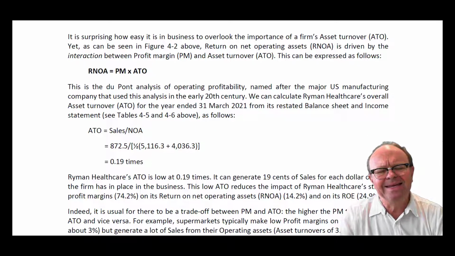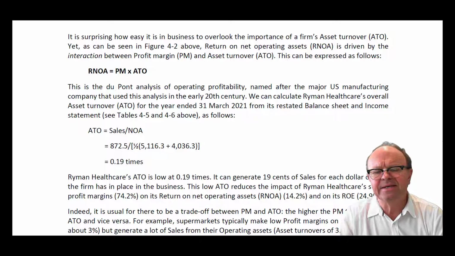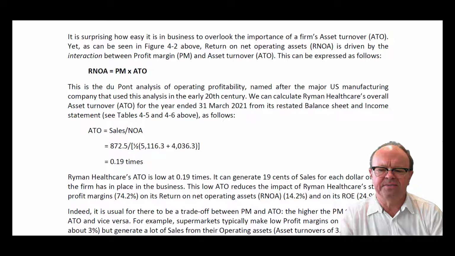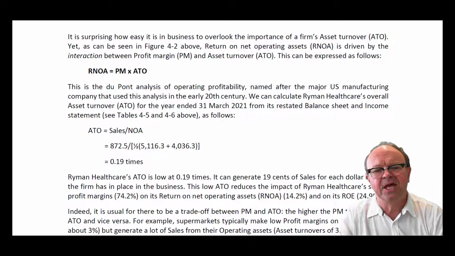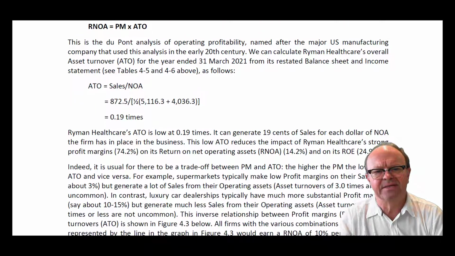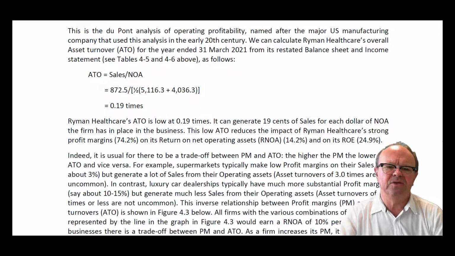It is surprising how easy it is in business to overlook the importance of a firm's asset turnover, ATO. Yet, as can be seen in Figure 4.2 above, return on net operating assets, RNOA, is driven by the interaction between profit margin, PM, and asset turnover, ATO. This can be expressed as follows. Return on net operating assets equals profit margin times asset turnover. This is the DuPont analysis of operating profitability, named after the major US manufacturing company that used this analysis in the early 20th century.